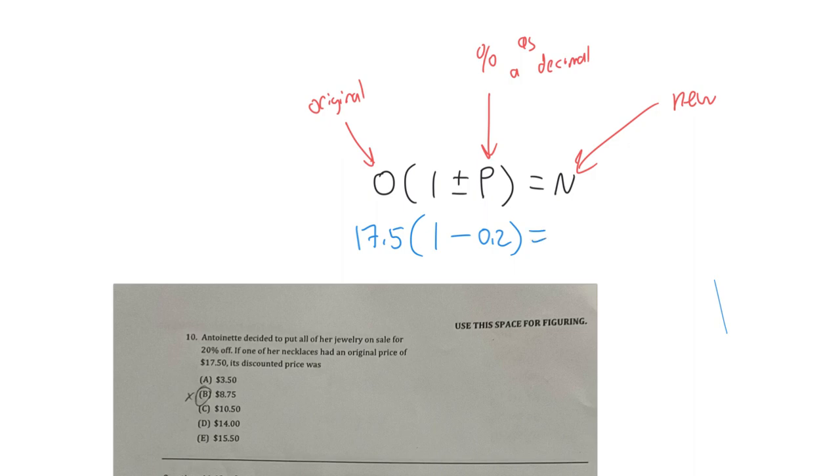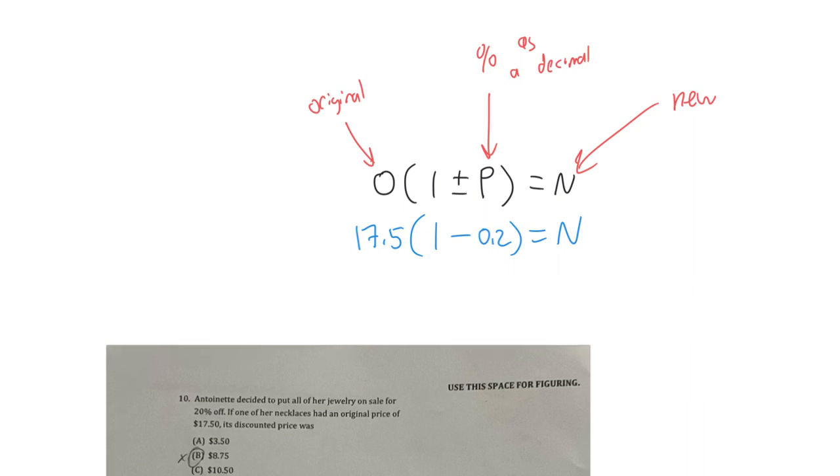And that equals the new amount. Now, we don't know the new amount, and in fact, that's what we're trying to find, right? So all you have to do is just kind of go through the motions here. It's going to be 17.5 times (1 minus 0.2, which is 0.8), and that's going to give us the new amount.